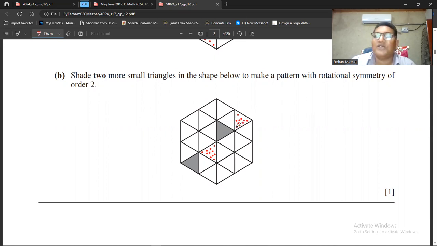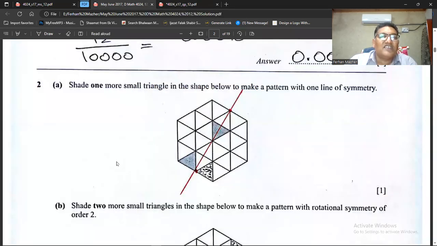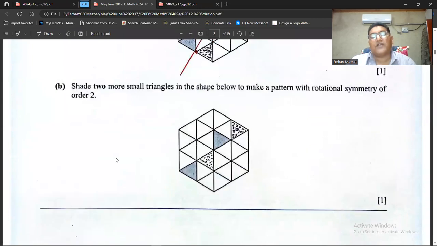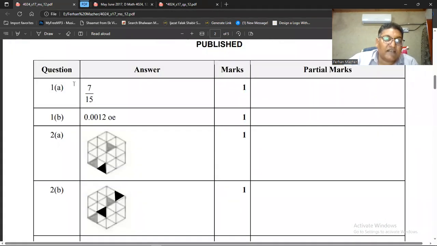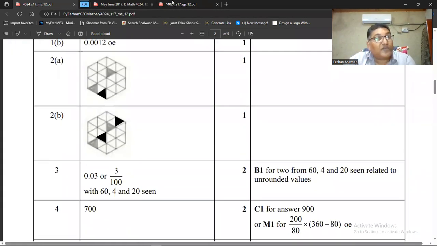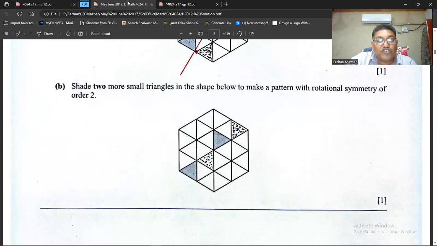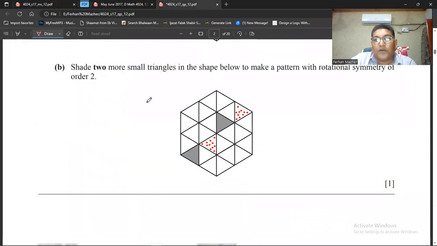Normally the fan has 3 blades. So let me show you. Here you have the 2 triangles which we have shaded. Let's check from the marking scheme. So our answer is perfect. So this is the solution. And here we go.